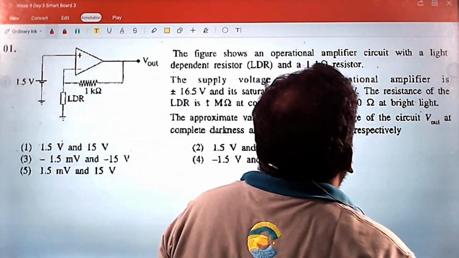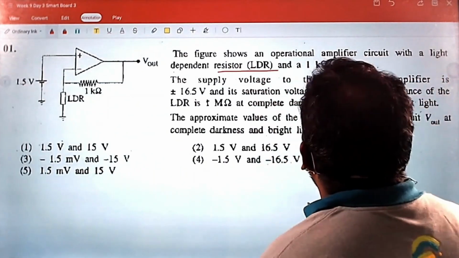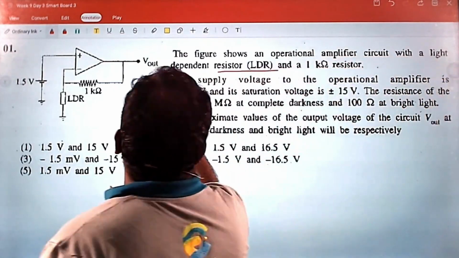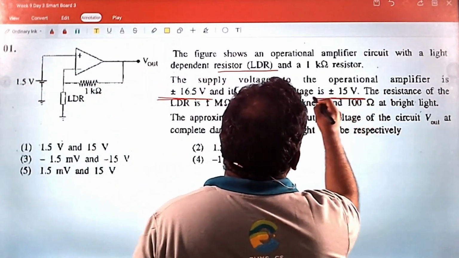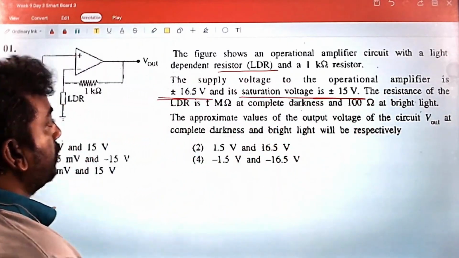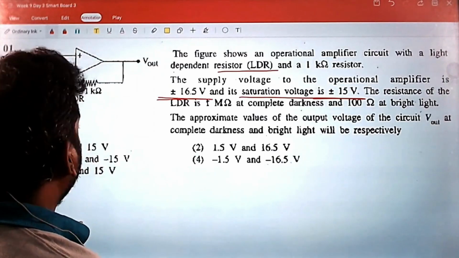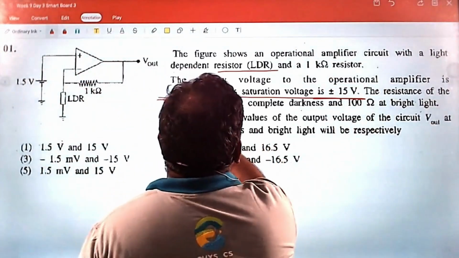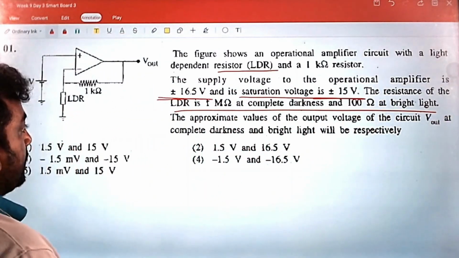The figure shows an operational amplifier circuit with a light dependent resistor, LDR, and a 1 kilo ohm resistor. The supply voltage to the operational amplifier is plus or minus 16.5 volts. Saturation voltage is very important, plus or minus 15 volts. The resistance of the LDR is 1 mega ohm at complete darkness and 100 ohm at brightness. So the LDR works as two resistors, when it's dark and when it's bright.